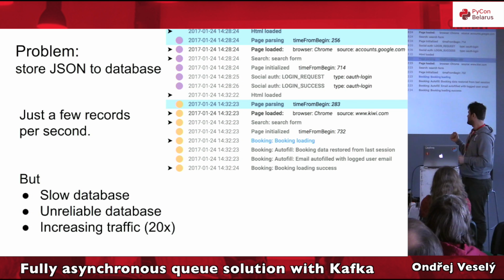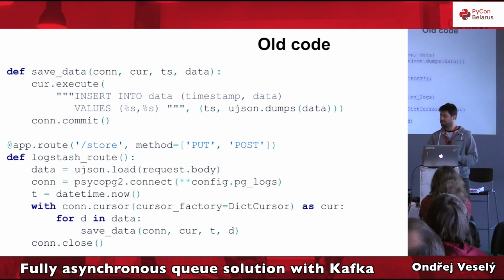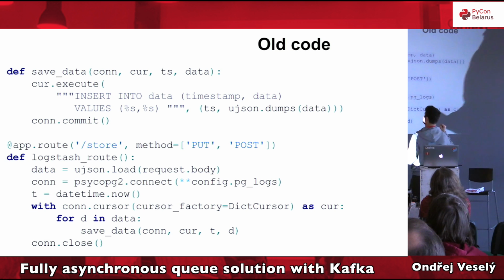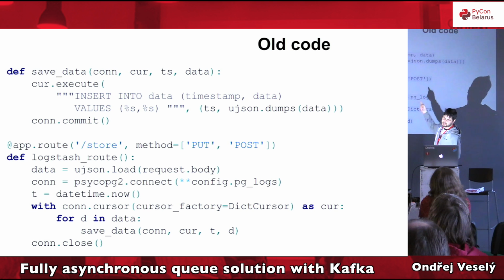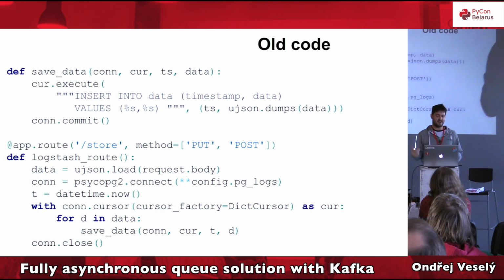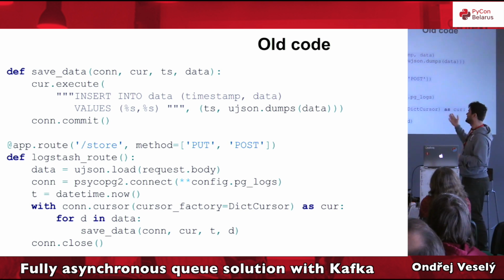So the problem was, this is the old code. You can see it's very simple. It's just this store endpoint, and it was just inserting the data into Postgres. So once Postgres was down, or the data center where the storage was running was down, it just wasn't working. This endpoint just returned an error code, and nothing was stored.